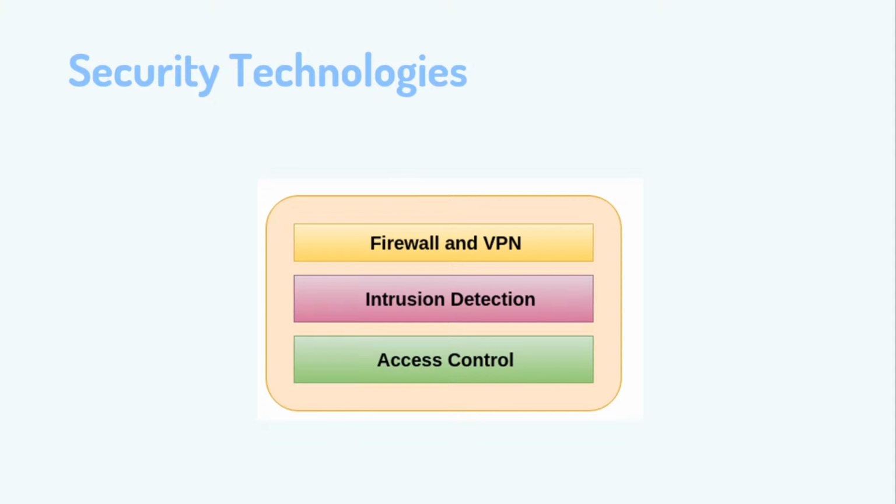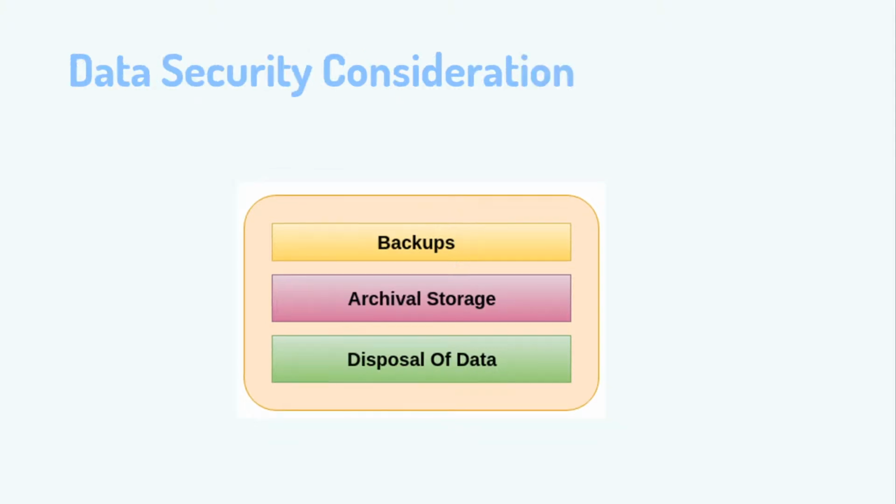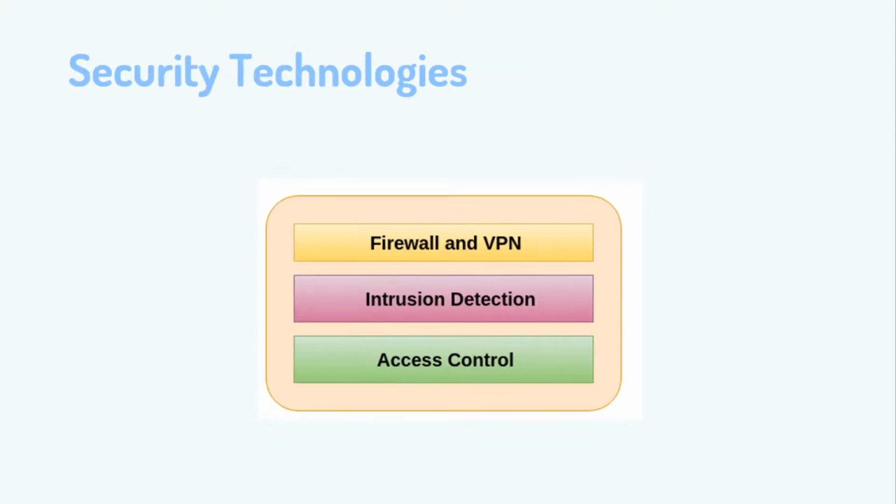Then security technology, we have firewall, VPN, and then intrusion detection. Here, firewall and VPN, I think most of you will know about. VPN is a virtual private network. If you want to access some other different type of data or website, you can use a VPN. Then intrusion detection, and then access control.